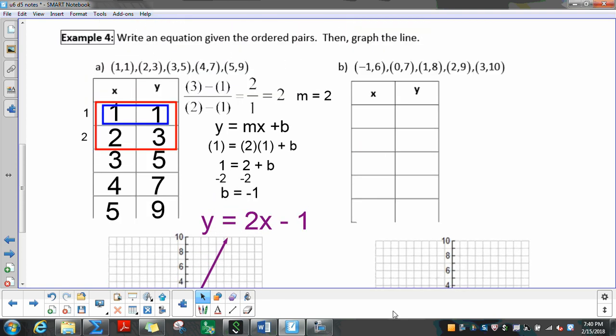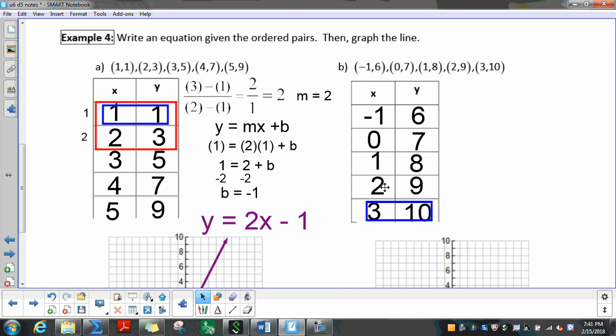So let's try it one more time. Again, take the ordered pairs and put them in your table. Oh, you just got a sneak peek of what one of the ones I chose. Alright, so those are my ordered pairs. Ignore the blue box for right now.